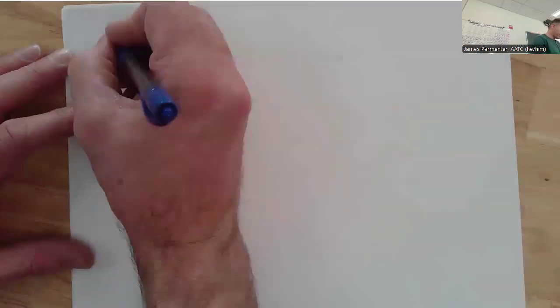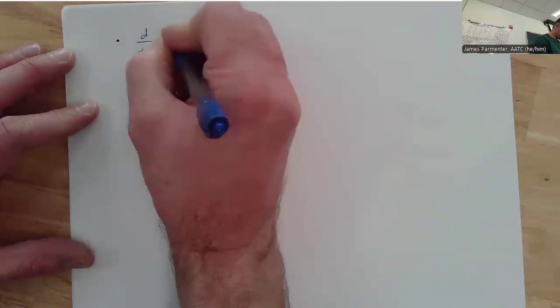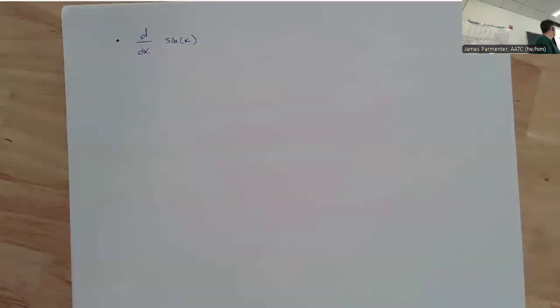So, let's talk about the derivative of sine of x. Now, there's a couple ways to think about this. One way is using the limit definition, which we will talk about in a second. But I want to point out this is an excellent time to think about how things work graphically. I'll remind you that the derivative of a function at a particular point is just the slope of the tangent line at that point.